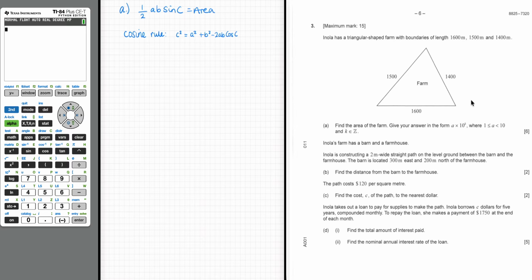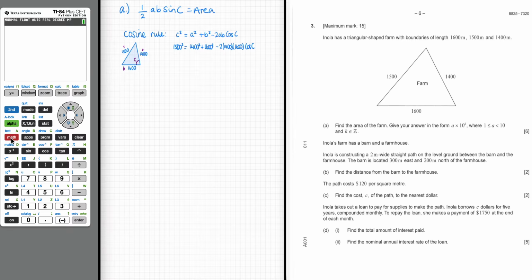So if I just sketch the triangle quite quickly, if we imagine that we have the 1400, 1500 and 1600, and we're going to try to find this angle here as C, and we have A and B. So substituting that into my formula, I have C squared, which is 1500 squared, is equal to A squared, which is 1400, plus B squared, minus 2AB cosine C. And that's the bit we're going to try and find.